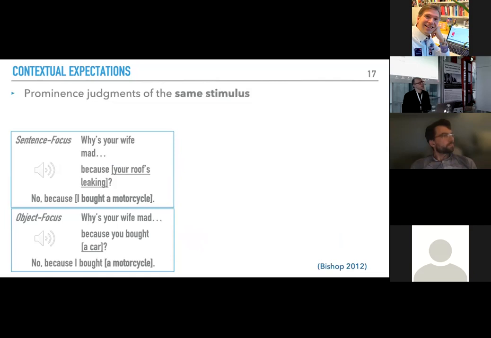The fact that contextual expectations are a very important factor in prominence perception could also be shown in a little older but still very cool study by Jason Bishop, 2012, who asked his participants to judge the prominence level of the words, while the target stimulus, and that's really important, is exactly the same in all conditions. So I play you a sentence focus example and an object focus example, which means broad focus versus narrow.